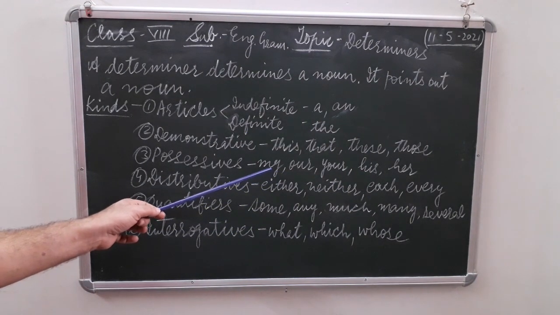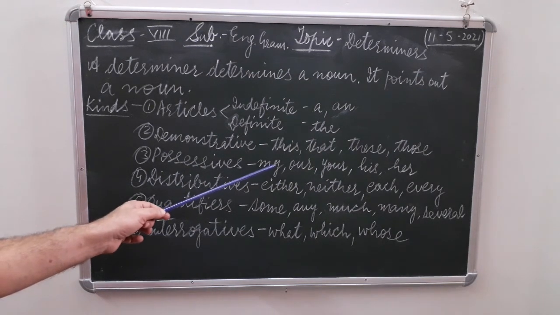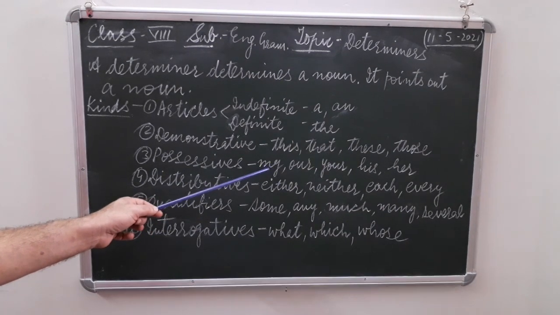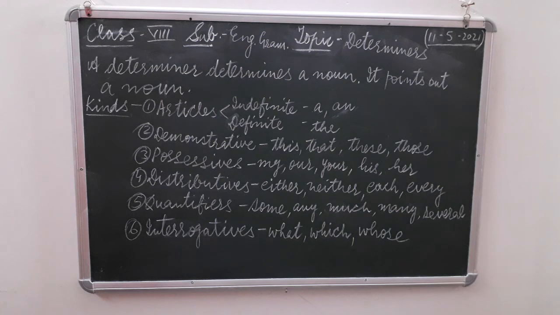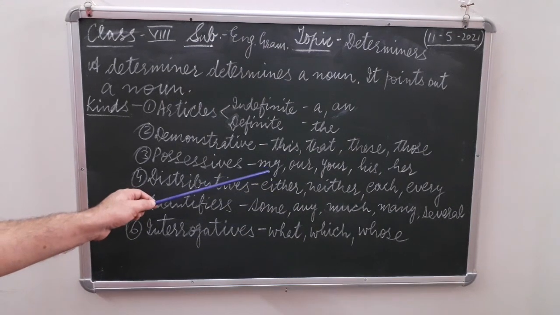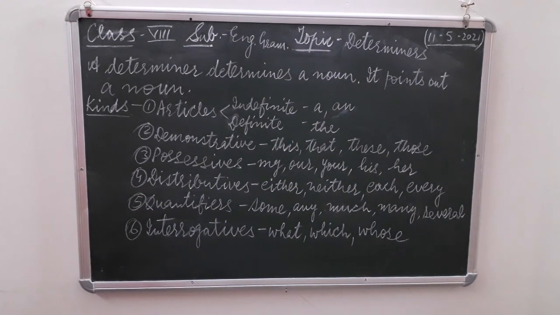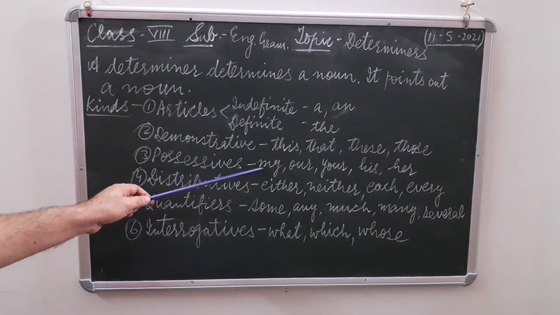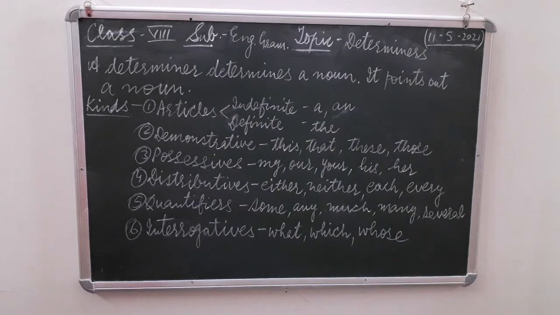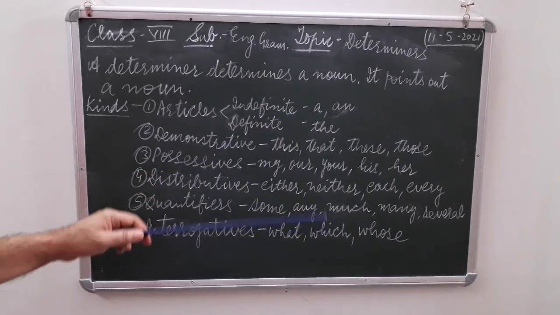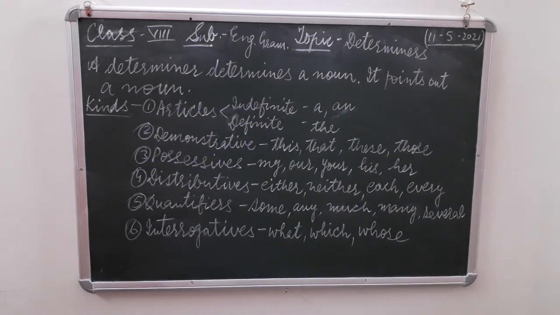Again, remember that after these possessives, a noun must come. If I say this book is mine, here mine is not like an adjective. It is different. It is a possessive pronoun. But if I use my, then my is a determiner here, and a determiner acts as an adjective.